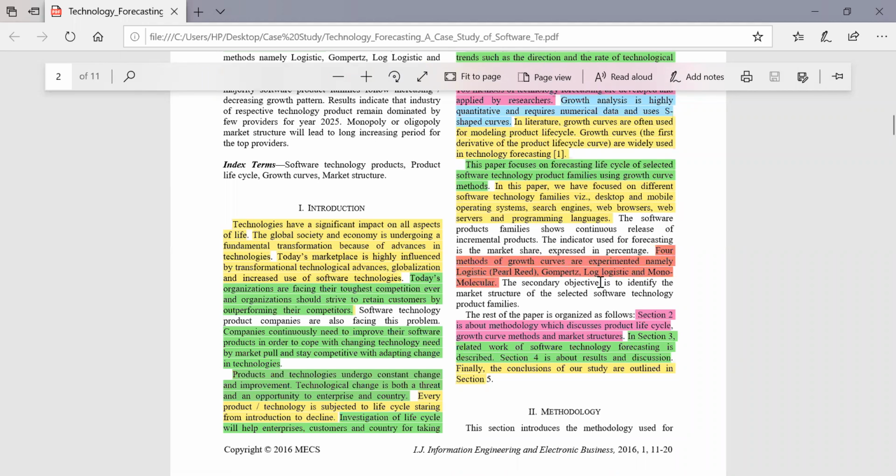Out of that, these four are more important, and hence in the paper they have focused on these four growth curves. So once you analyze with the growth curves available, then section 2 deals with the methodology, and it discusses the product life cycle, the growth curve methods, and the market structure. So this is the second part of the paper.